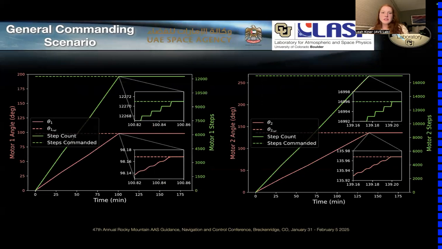And so here this is just showing the motor angles and the motor step counts in time, where we can see that both motors share about 12,000 steps, and then motor 2 has to take a few thousand remaining steps to complete its actuation, which aligns with the gimbal motion that we saw in the previous slide.